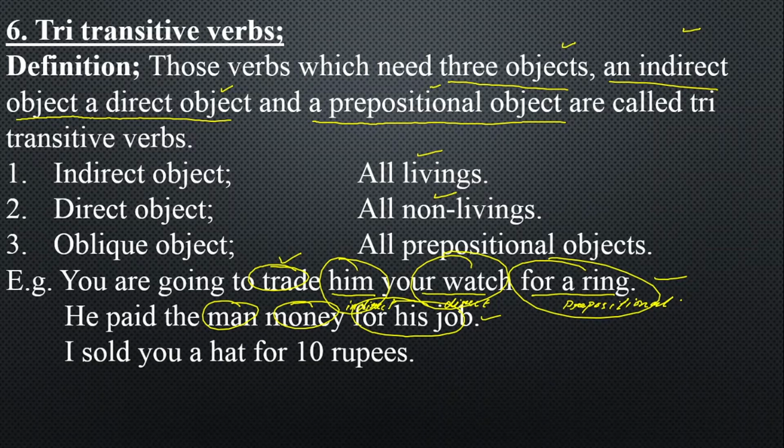I sold you a hat for 10 rupees. Now, I sold. You is your indirect object, hat is your direct object. For 10 rupees, it is your oblique object or a prepositional object. You can say it is a prepositional phrase. A phrase is a group of words having no subject, no predicate, and does not give clear and complete meaning, like for 10 rupees.